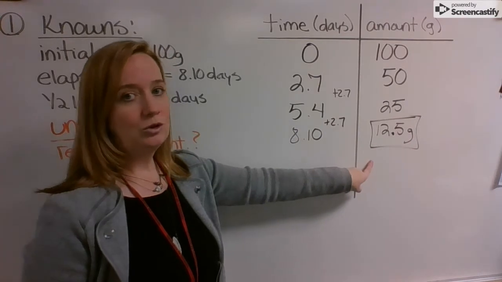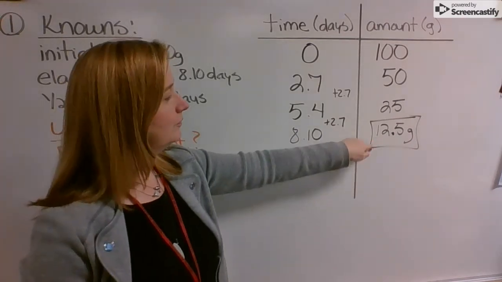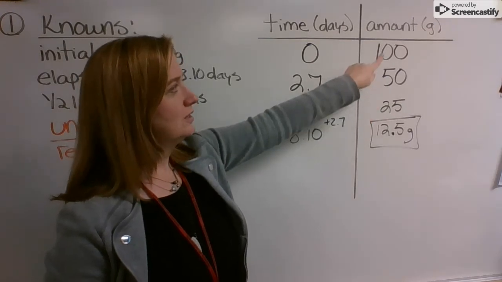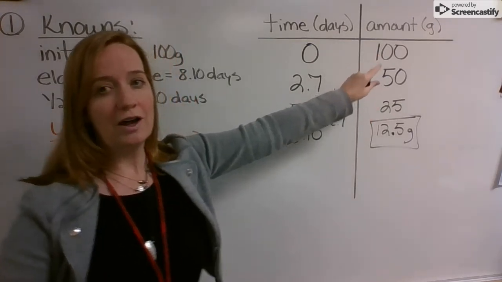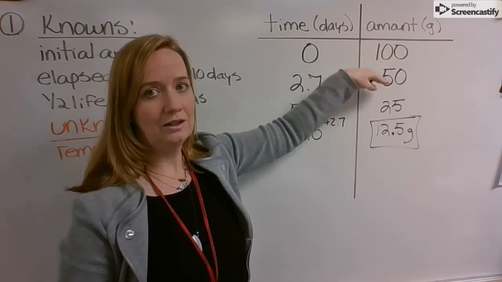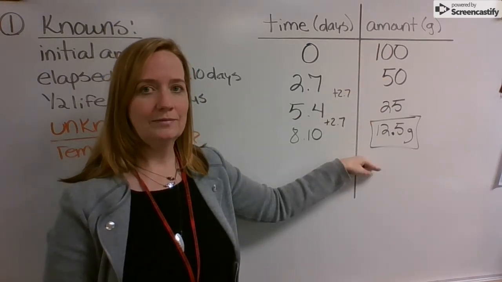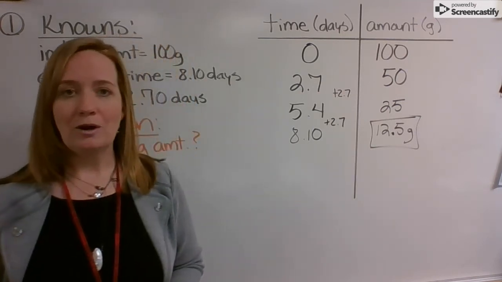12.5 grams. You can double check this by saying 12.5 times 2 is 25, times 2 is 50, times 2 is 100. So you're going to find that you are literally dividing your sample by 2 every single time. And that is how to find the remaining amount.